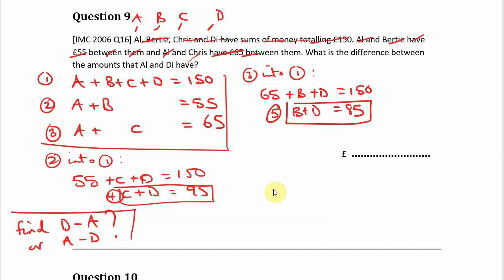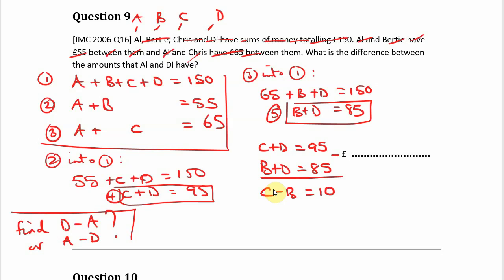So right now, I've got B plus D equals 85, and I've got C plus D equals 95. You can see I've set up a nice simultaneous equation here, where I can do a subtraction to eliminate D. So C minus B equals 10.